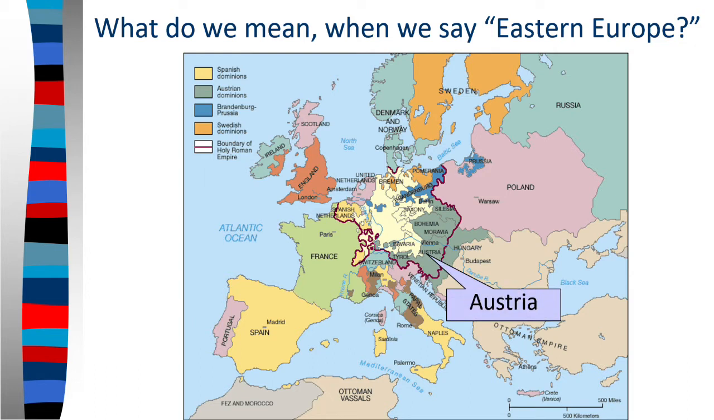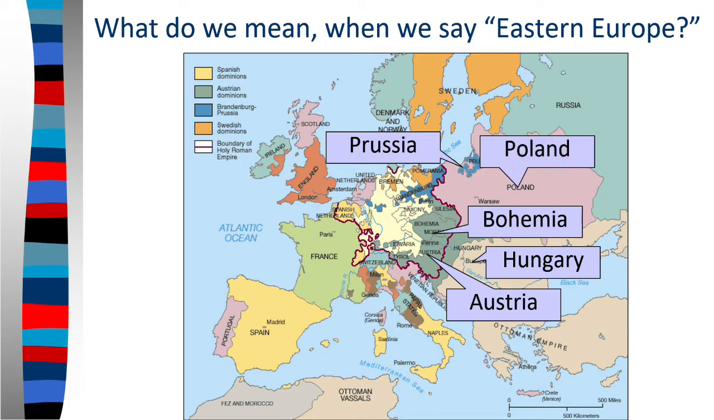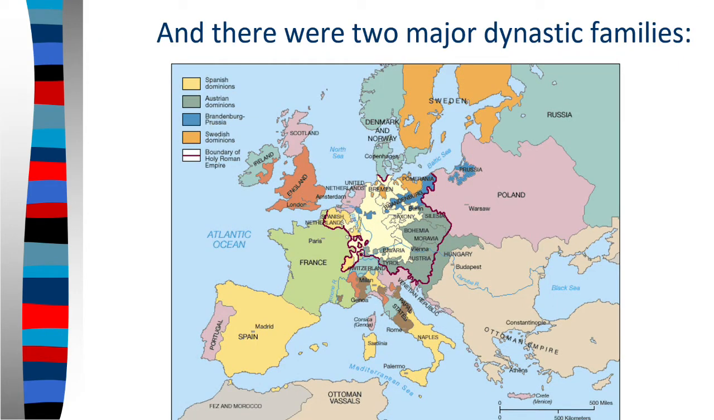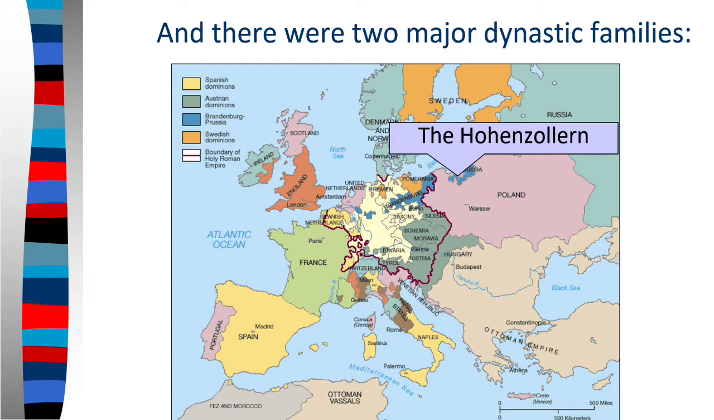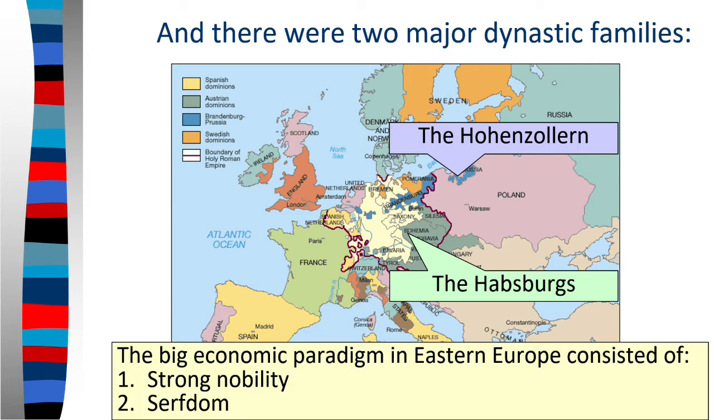What do we mean when we say Eastern Europe? We mean Austria. We mean Bohemia. We mean Prussia. We mean Hungary. And, of course, Poland. But we don't really mean Russia. There were two major dynastic families. You had the Hohenzollern, and you had the Habsburgs. The big economic paradigm in Eastern Europe consisted of, number one, strong nobility, and number two, serfdom.